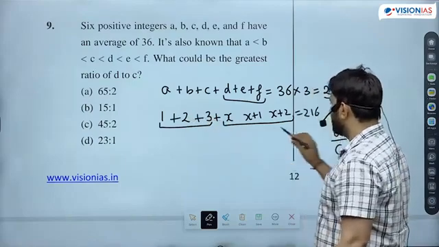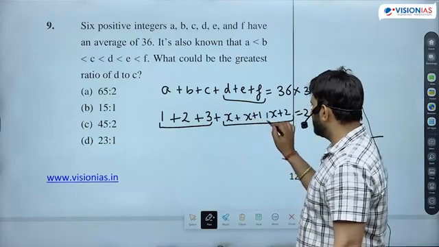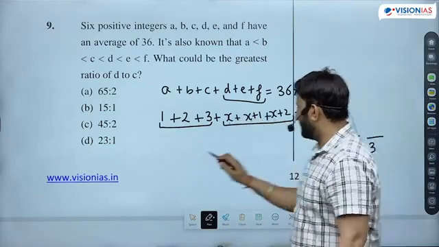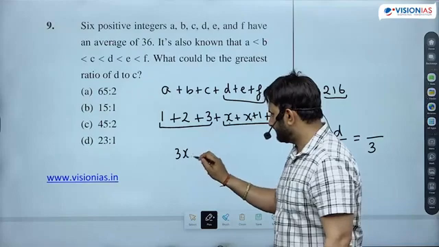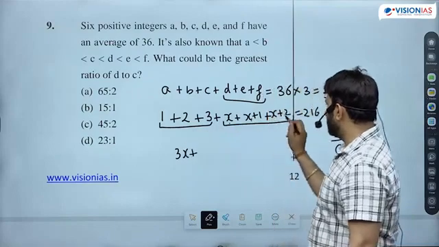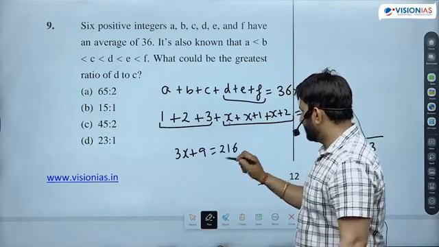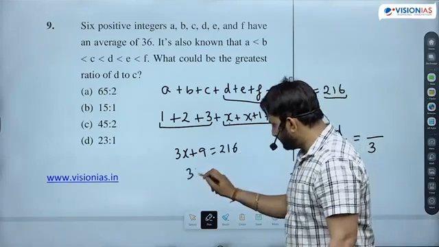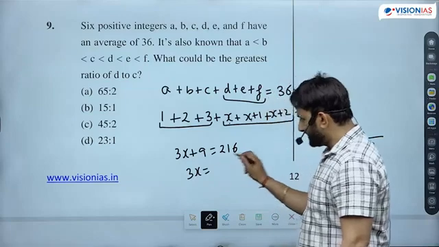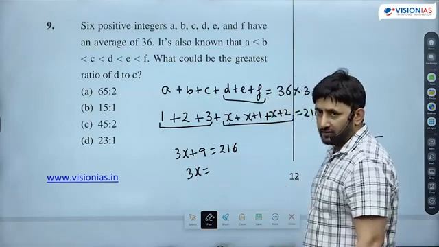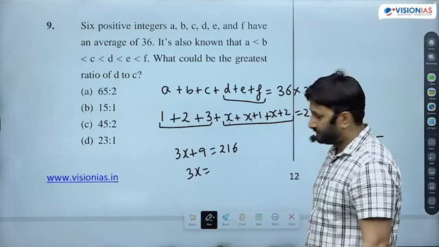So from here you can say that this part is coming out to be x plus x plus x, that is 3x, plus 6 plus 1 plus 2 is 3, 9, equals 216. So from here 3x will be equal to 216 minus 9. What will you get? 207.